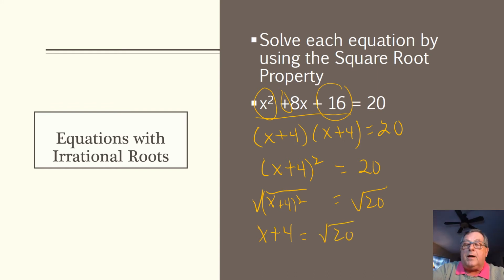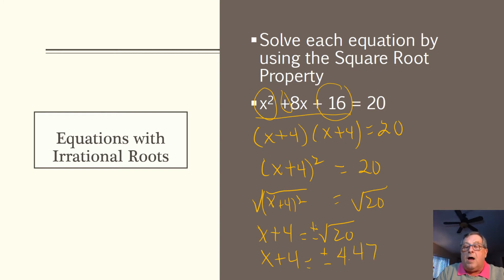And I'm going to hop on my calculator here and find out what the square root of 20 is. So let's see, square root of 20. And I'm going to round that to the nearest hundredth. And I should put plus or minus in here. So we got x plus 4 equals plus or minus 4.47.